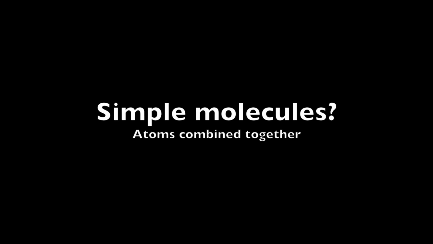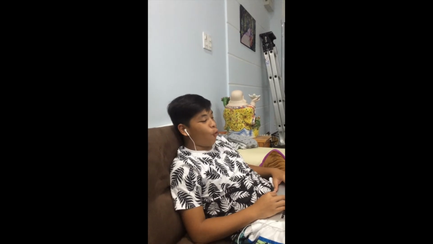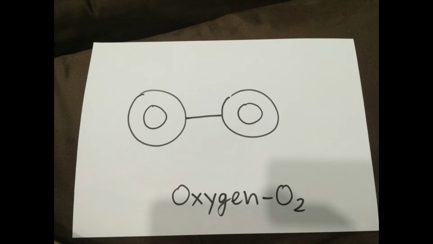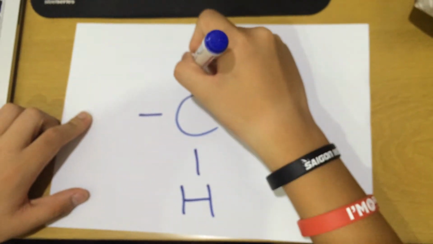What are simple molecules? It's atoms combined together. And here's an example in real life: oxygen. And this is the formula for oxygen, including 2 O linked together. Now let's draw the extended structure of methane.